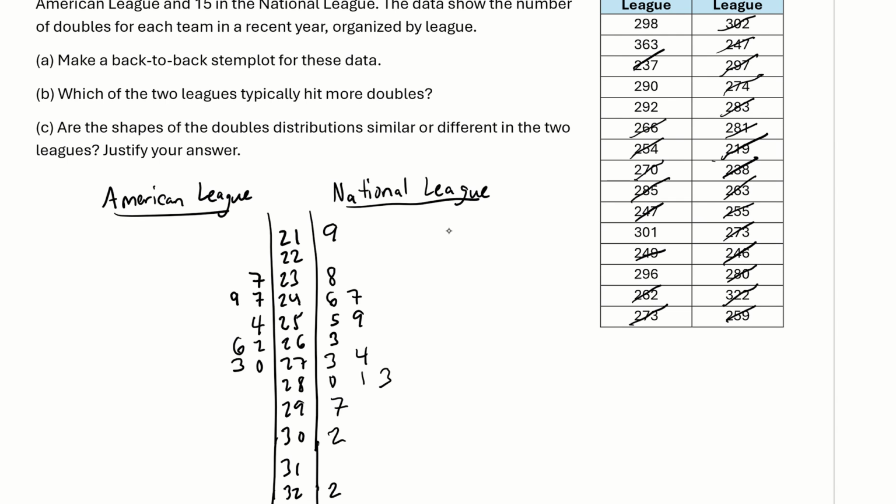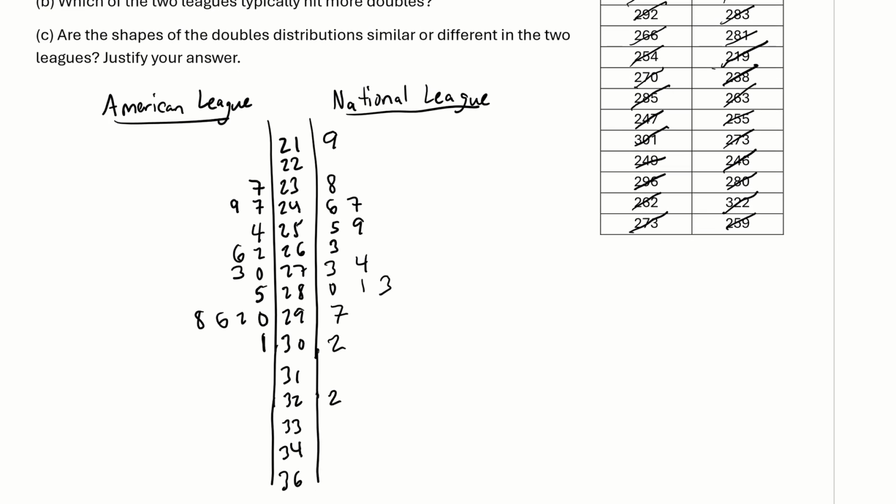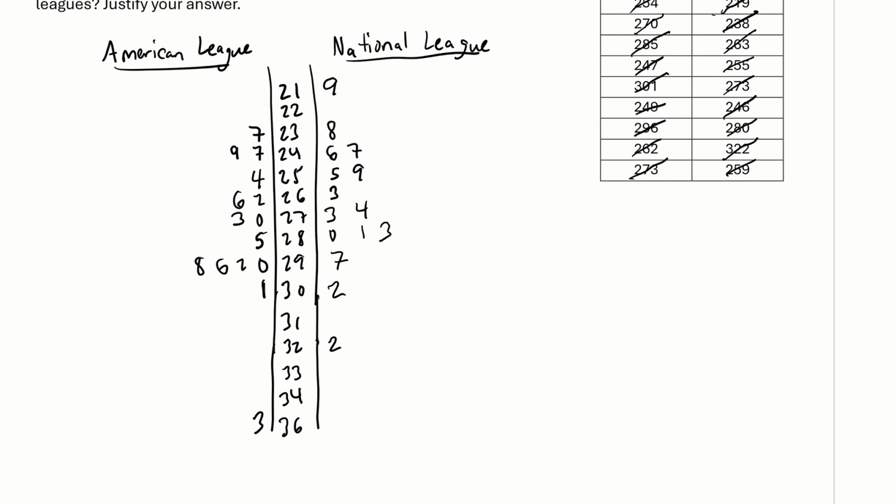Okay, 28, we got a 5. Yep, so looks like we got 285. 29, we got a 0, a 2, so 290, 292, so 0, 2, and then a 6 here, and then an 8: 0, 2, 6, and 8. All right, and then we got 301, and we got 363, the largest data point.